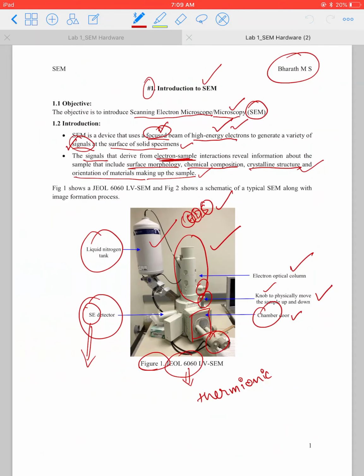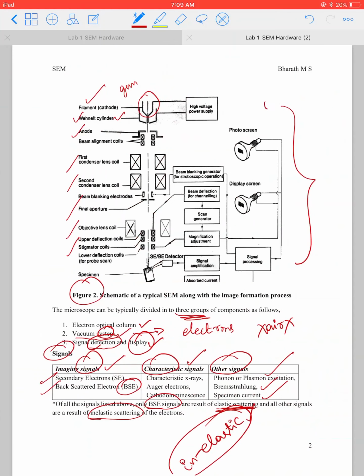So to summarize, in this chapter, we have seen what a typical SEM looks like, the typical makeup or the skeleton of an SEM, the three major groups of components of a typical SEM, and the typical signals that are generated, which provide various information about the samples under study.